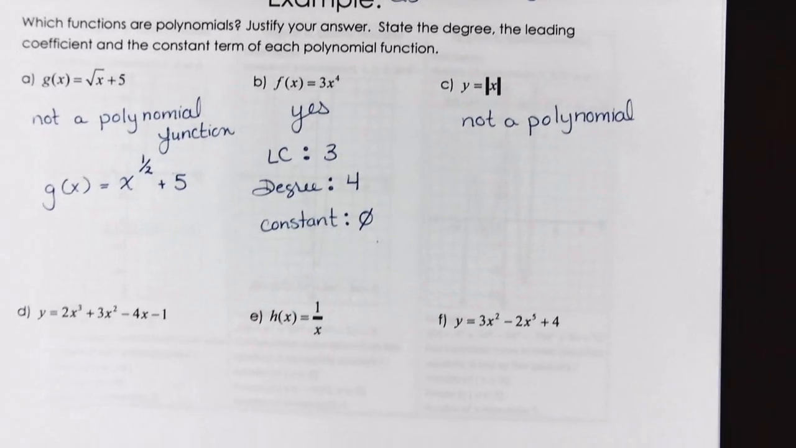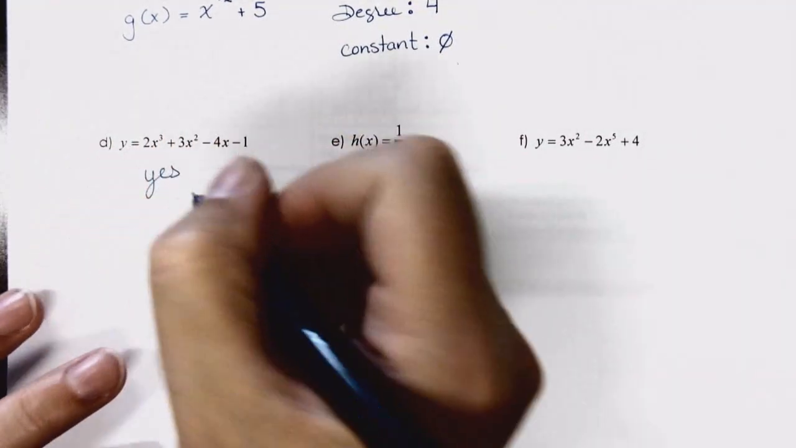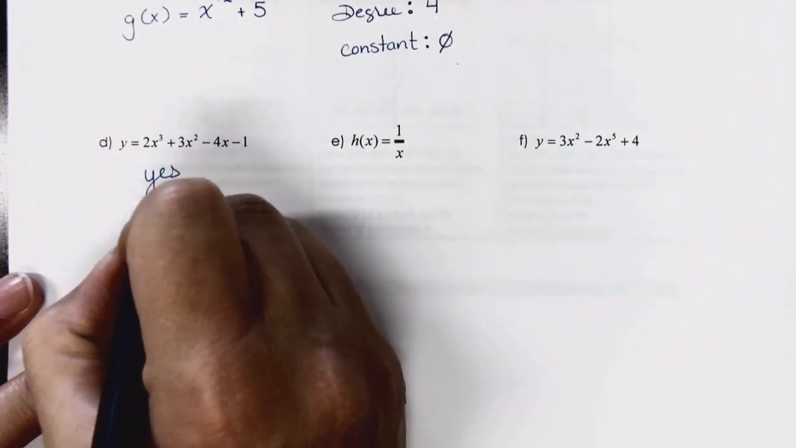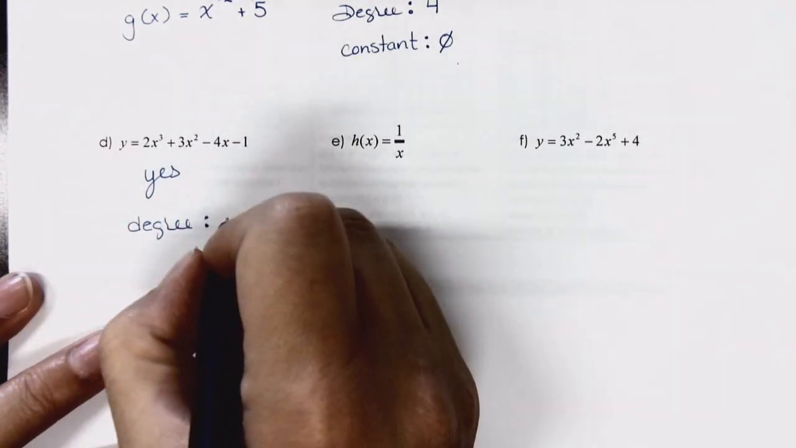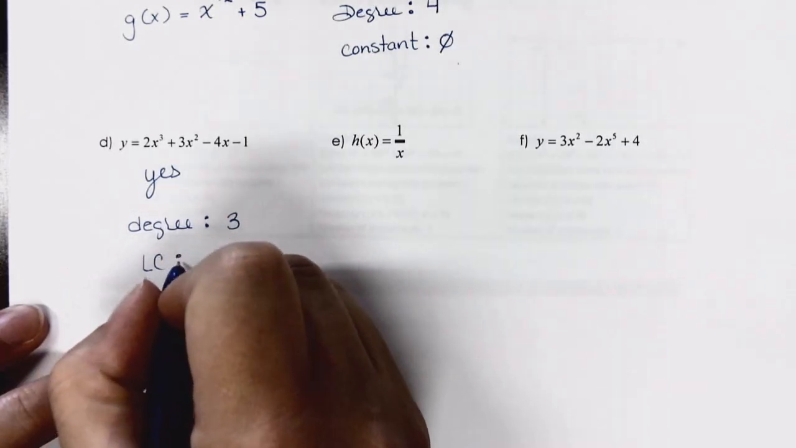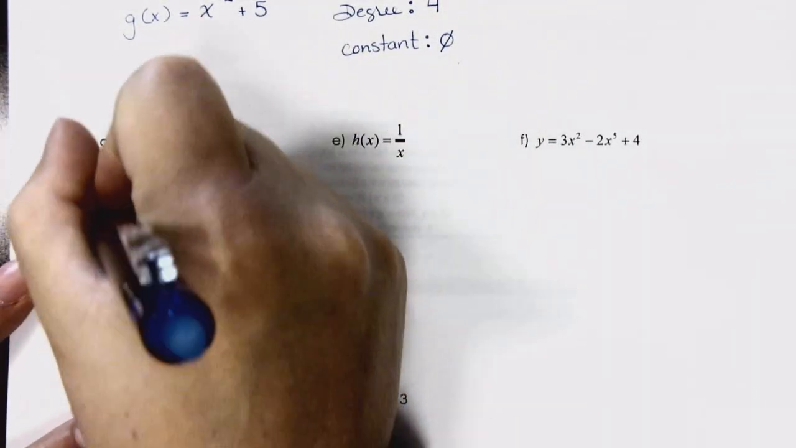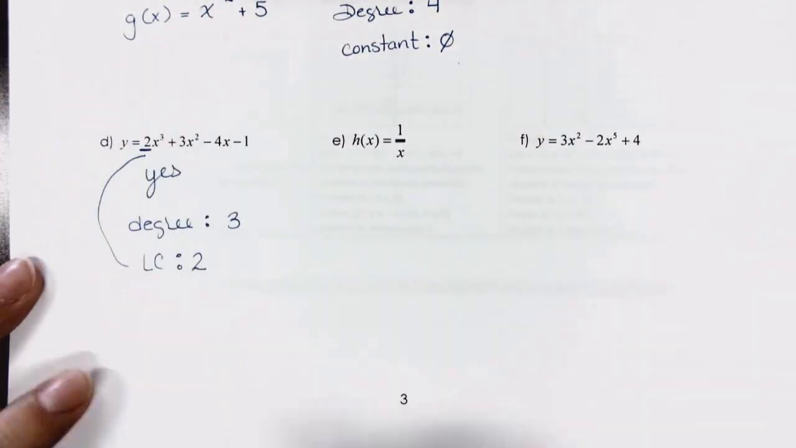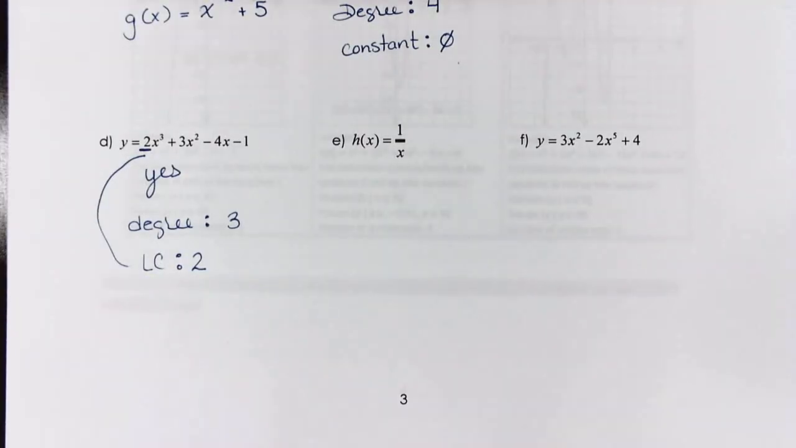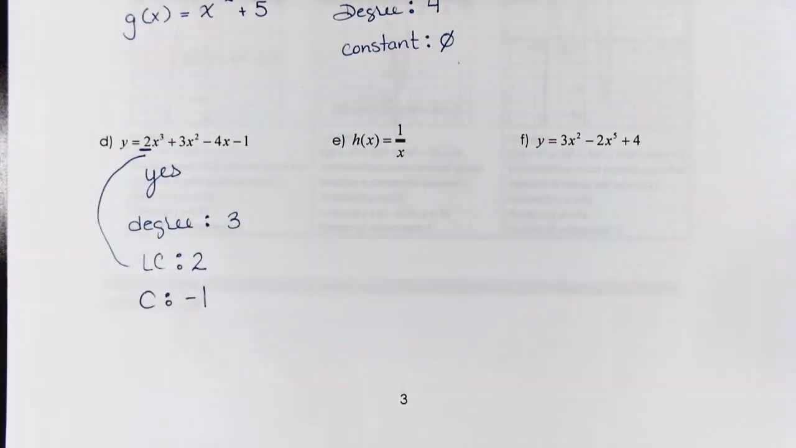Okay, what about d? All right, so let's go through it. What is the degree? 3. Degree is 3. It's the highest exponent. Leading coefficient? 2. So the leading coefficient is the coefficient on the term that has the highest exponent. And then what's my constant? -1. Did I miss anything there? No, I think those are the 3 things.